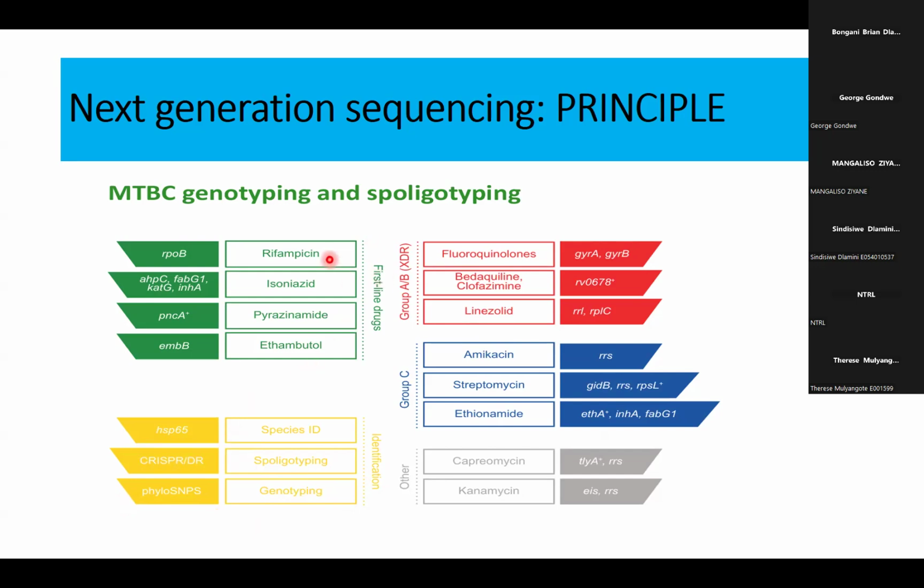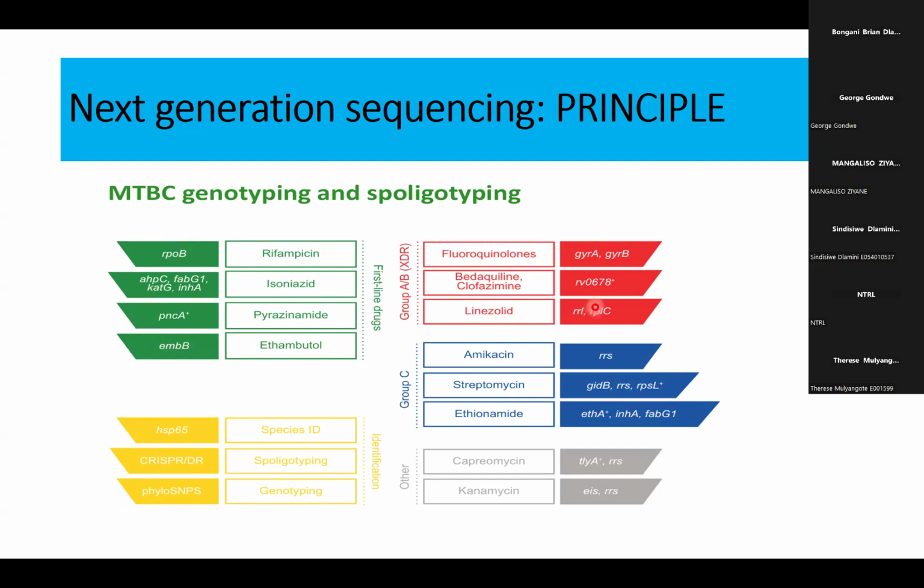Let's go to first line. Most of us do know the first line drugs: rifampicin, isoniazid, PZA, and ethambutol. On this side, rpoB is the gene of interest. For isoniazid, it's more than one gene that you're looking at: katG, inhA. Then pncA for PZA and embB for ethambutol.